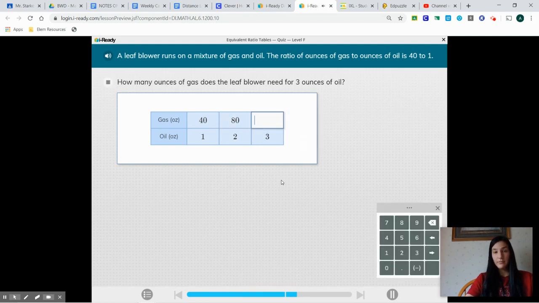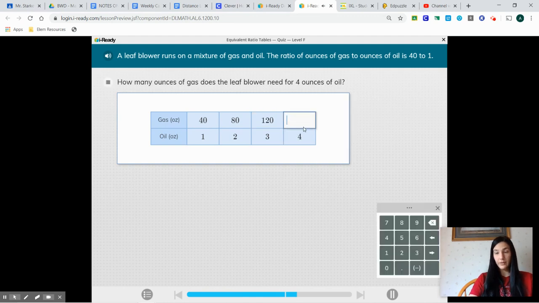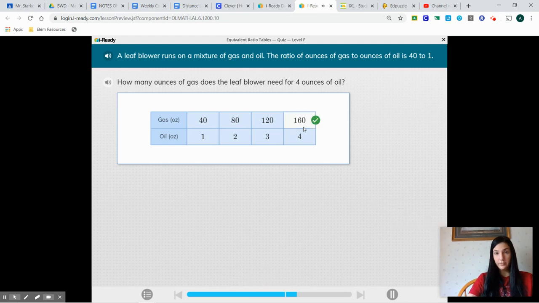How many ounces of gas does the leaf blower need for 3 ounces of oil? So now we're going to do 3 times 40, which will give us 120. How many ounces of gas does the leaf blower need for 4 ounces of oil? 4 times 40, 160.